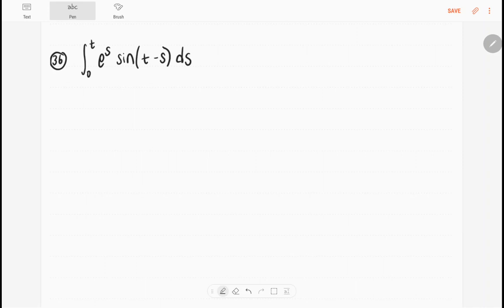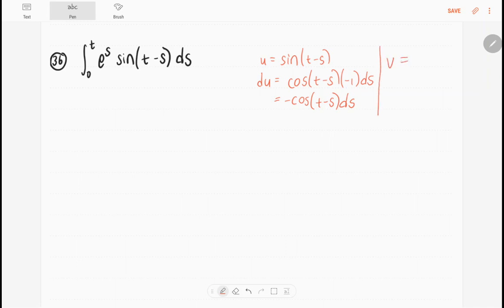So what we are going to do here is set u equal to sin of t minus s. Then du is going to be cos of t minus s, but we are taking the derivative with respect to s, so it's multiplied by minus 1, because that's the derivative of minus s, ds. So in other words, I have minus cos of t minus s ds, and then v is the integral of everything that remains, so it's the integral of e to the s ds, which is just e to the s.